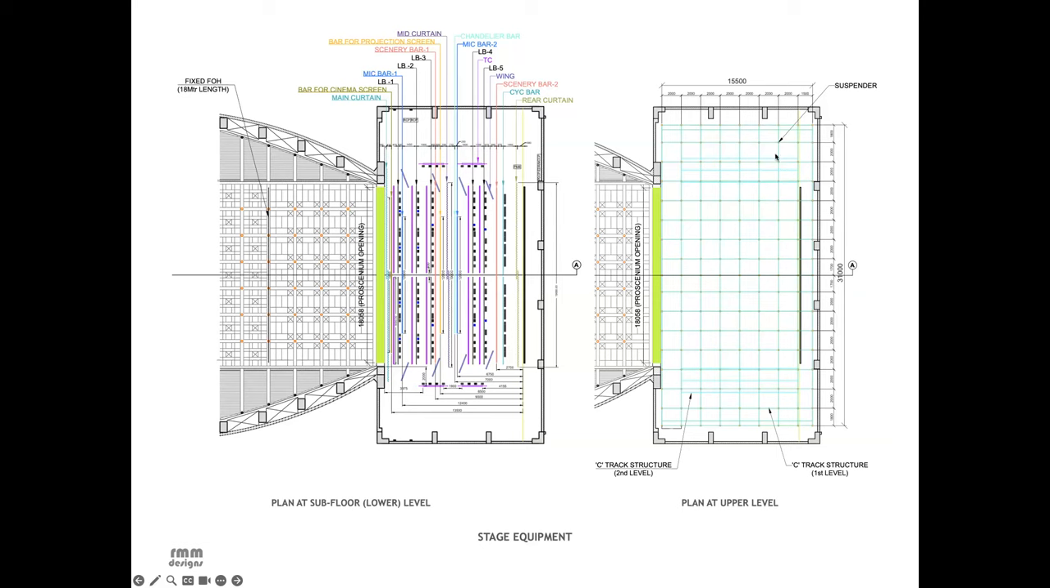What you see on the right is the basic grid or the C-track grid, as I told you. So all these bars and this entire equipment is actually suspended from this C-track grid. And then this square grid is what is suspended from your ceiling. So there are suspenders at every 2 meter junction. And this is what is suspended from your RCC or steel ceiling.